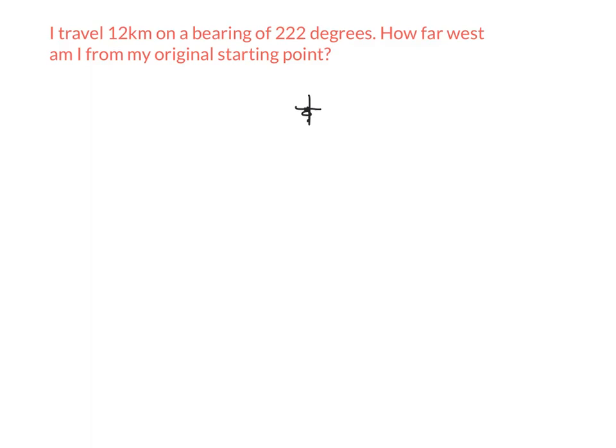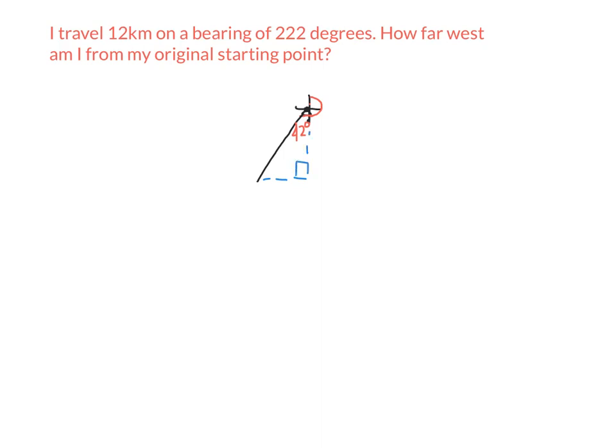Firstly, which direction's that? Well, we know that we start at the north axis going clockwise. That's 180 degrees. 180 degrees is due south. So 222 degrees, I need an extra 42 degrees. So I've gone in this direction, and this angle in here is 42 degrees. It's 222 minus 180. Now, I can't solve for any unknown sides and angles if I don't have a right-angled triangle, so I'm going to turn this into a right-angled triangle.